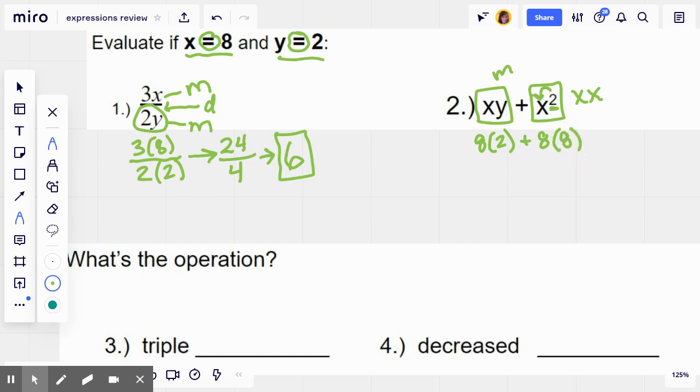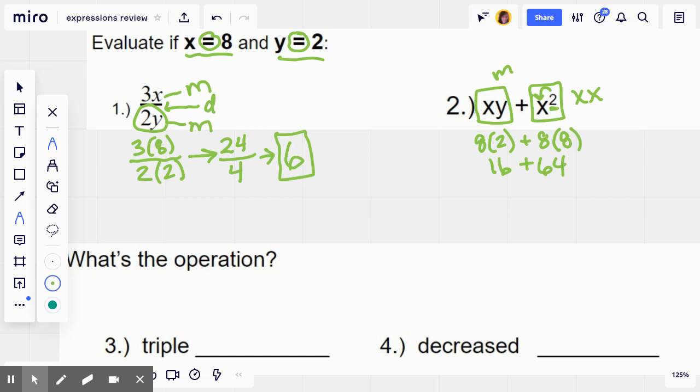I have a question for you now. What am I going to do first? Am I going to multiply or add? What do the order of operations tell me to do first? I sure hope you said multiply. So 8 times 2 is 16, plus 8 times 8. Hopefully you have a calculator or you know your math facts and you wrote down 64.